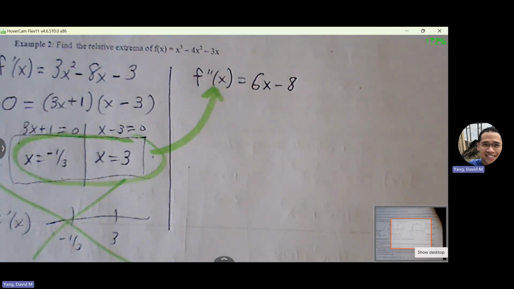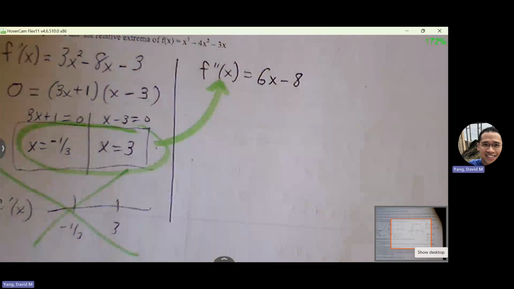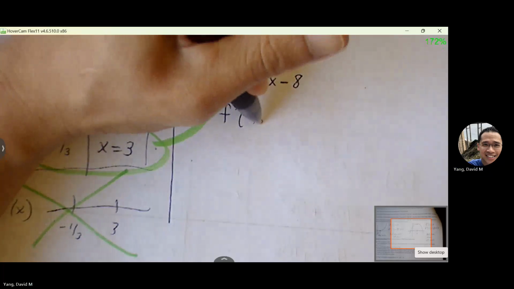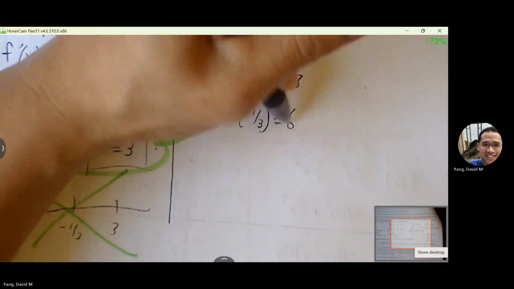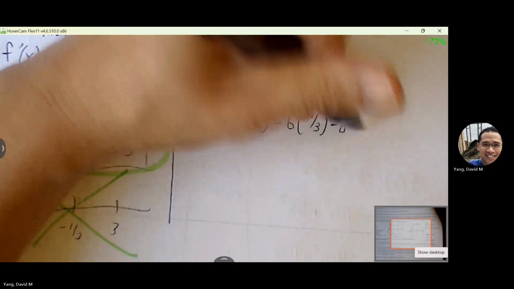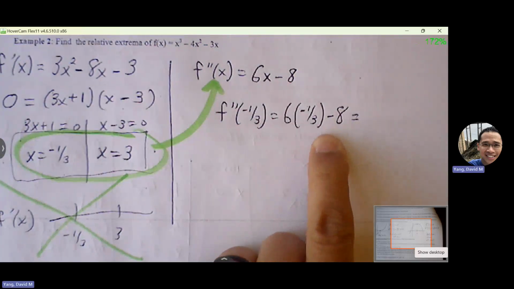So we're going to find f double prime of negative 1/3 and f double prime of 3, and see if our result can help us decide what's happening at that point. So let's test negative 1/3 first. Okay, what do we get?